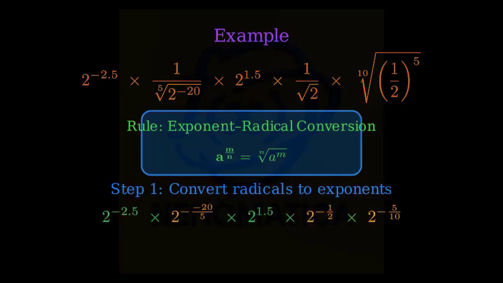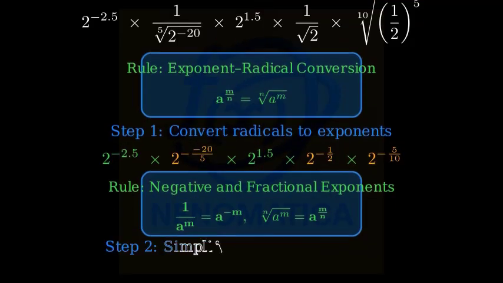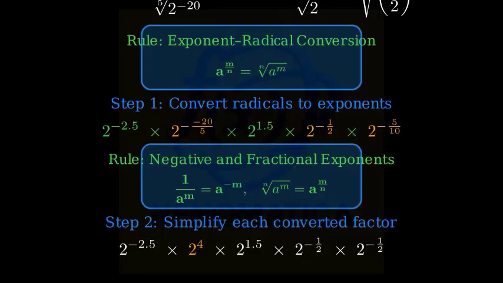Step 2. Use negative exponent properties and simplify simple fractional exponents. 1 over a to the m equals a to the negative m. And the 5th root of 2 to the minus 20 is 2 to the minus 20 over 5. Hence, the second factor becomes 2 to the 4th, and the others stay as written.